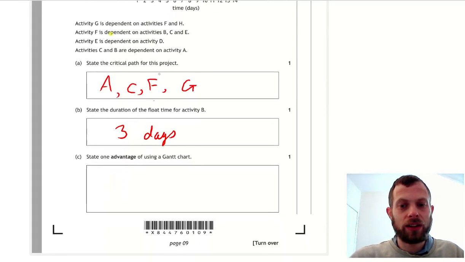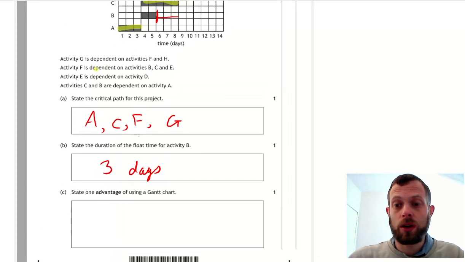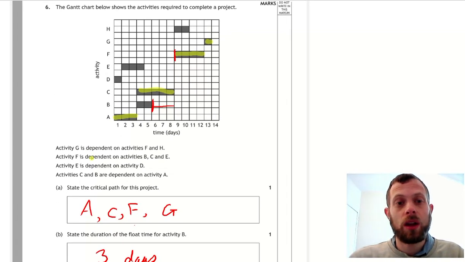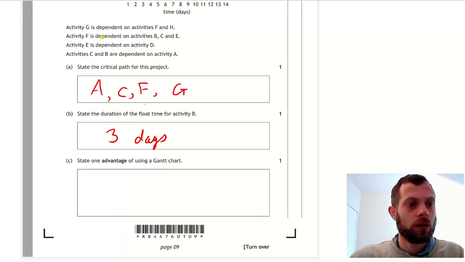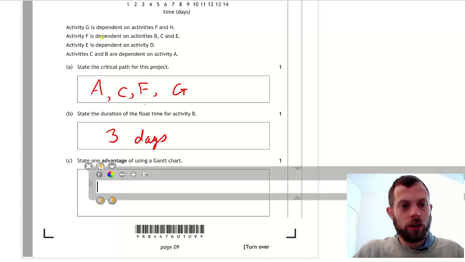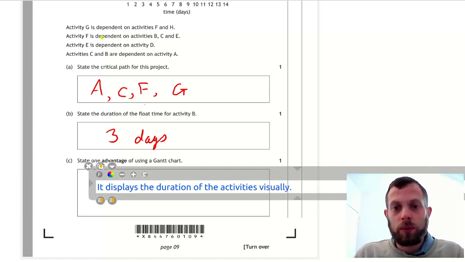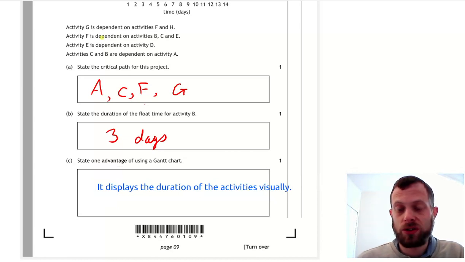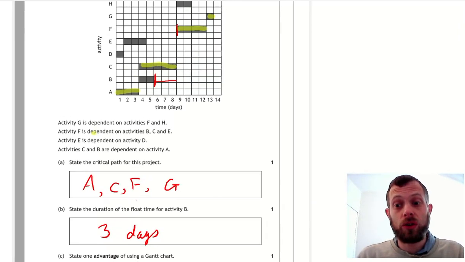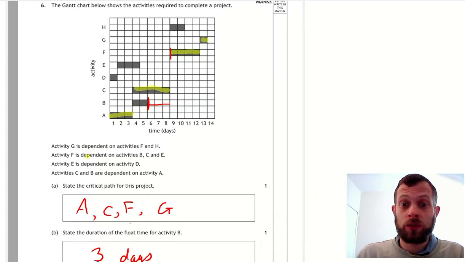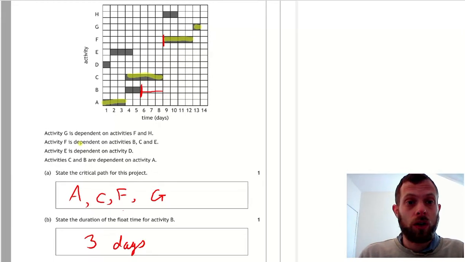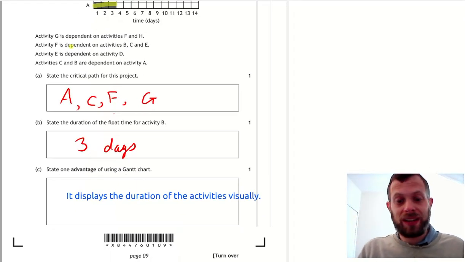An advantage of a Gantt chart, well, one advantage as compared with a PERT chart, is you can very easily visually see the length of all the tasks. So it displays the durations of all the tasks visually. In the marking scheme, it says that the Gantt chart is clear and easy to read. The disadvantage, if it asked you for that, would be that it does not show you clearly the dependencies between the tasks. So don't say that that's an advantage of a Gantt chart. That would be an advantage of a PERT chart.